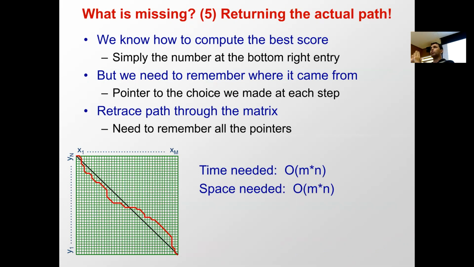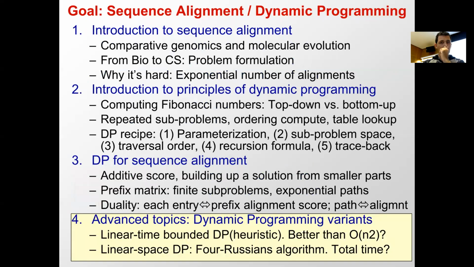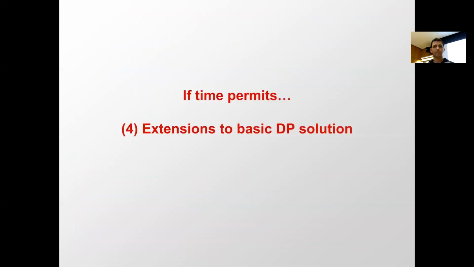It's still quadratic time because I have to go through the whole thing, but if I have a million long sequence, I don't have to create a trillion long, or big, matrix. I can just do it in just 1 million space. Okay. So let's look at some of these advanced topics. If time permits, extensions to the basic DP solution.